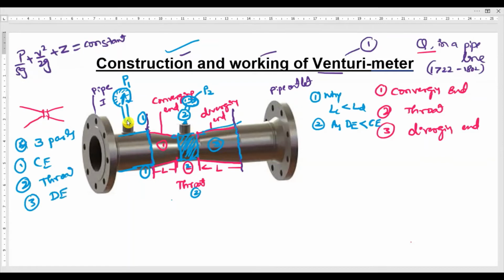Here we need to concentrate more. The length of the diverging end is more than the length of the converging end. That is how you need to draw the diagram or sketch of a venturimeter. At the same time, the angle of the converging end should be more than the angle of the diverging end.